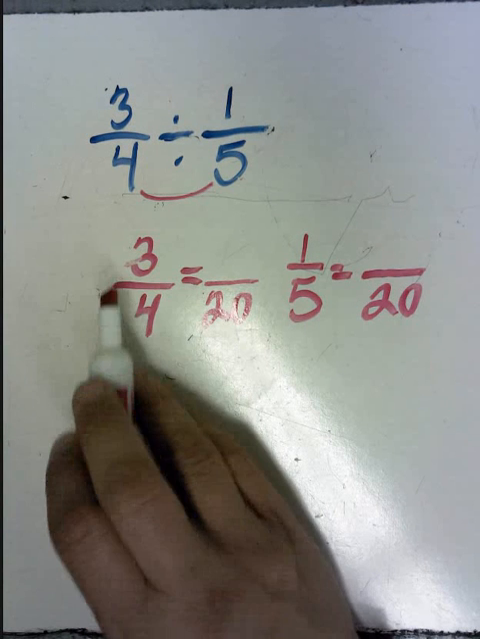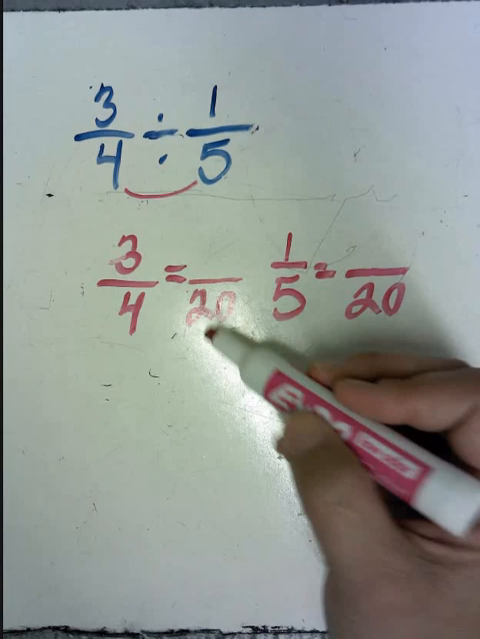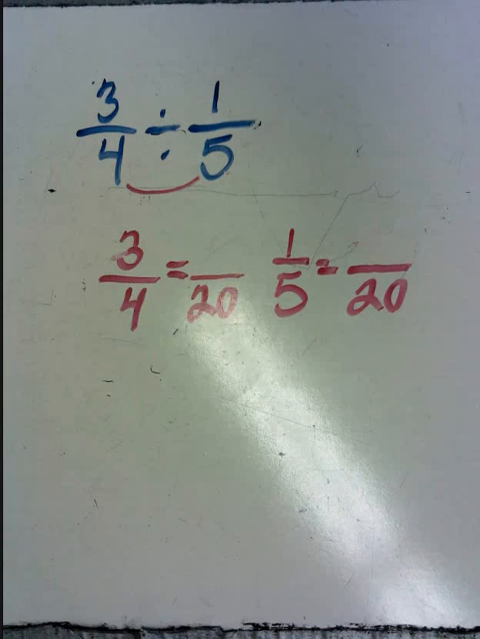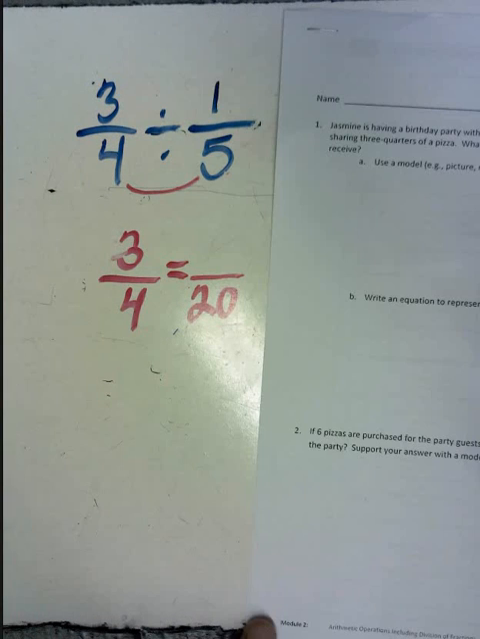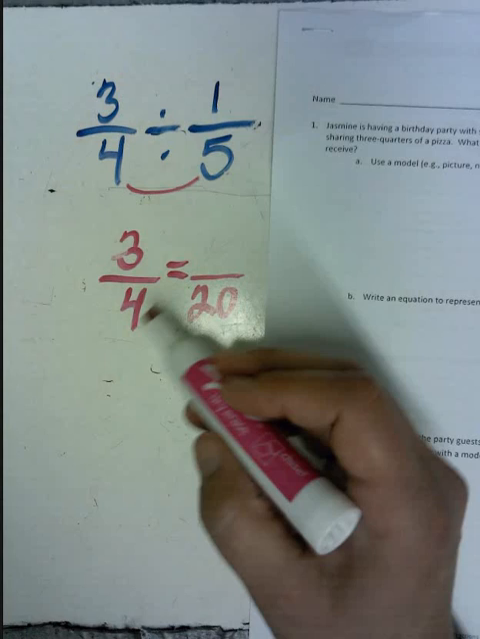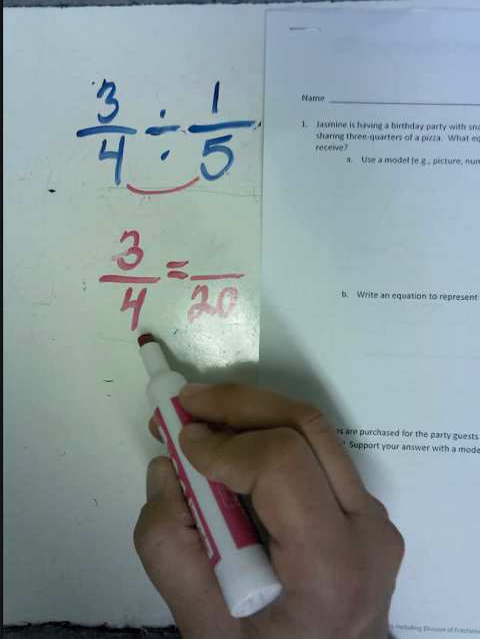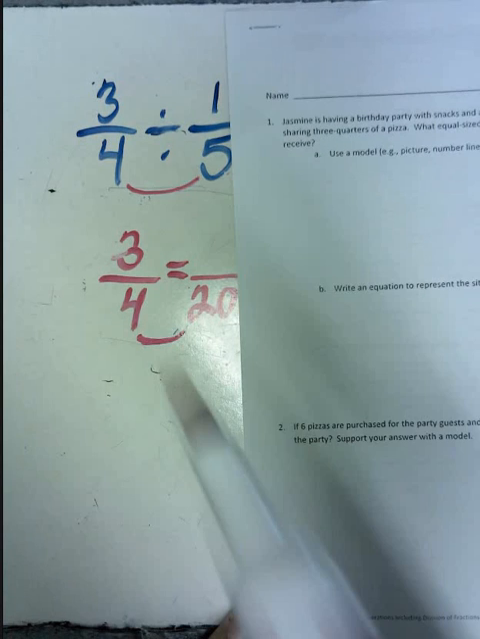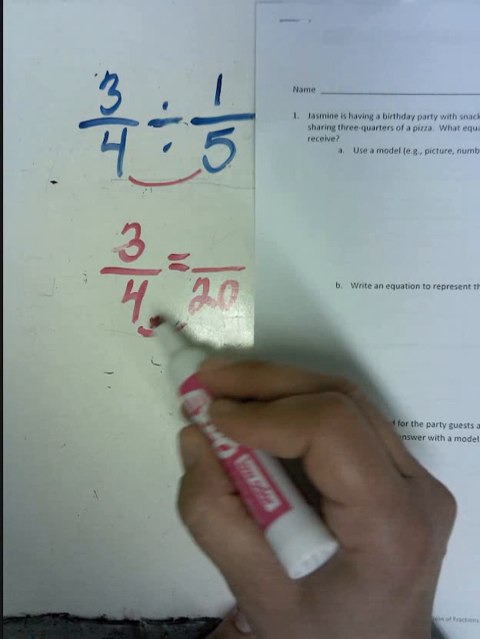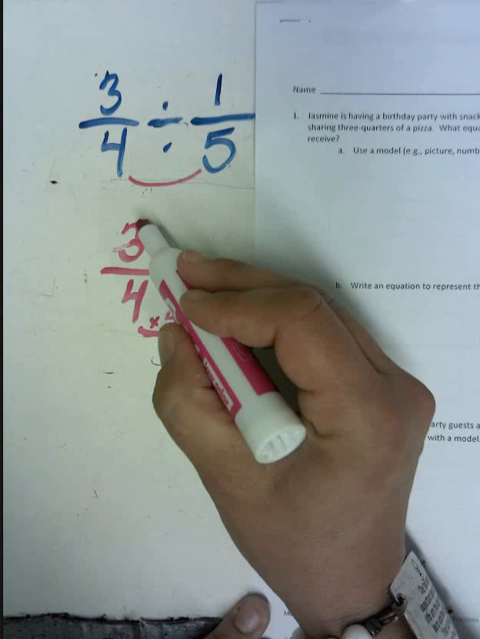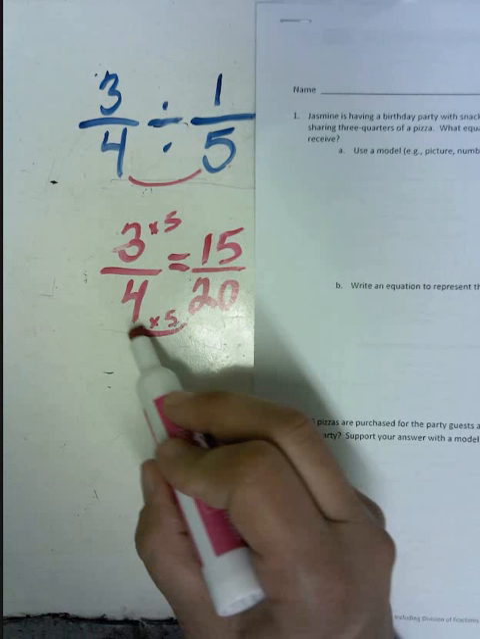I like to think of it as a balance scale. What I mean by that is, you want one side to balance out the other. So whatever you do to the bottom, whatever you do to get from 4 to 20, you must also do the same thing on the top of the fraction. So 4 times 5 is 20. That means that 3 times 5 is 15. You see, I multiplied by 5 here to get to here, and I do the same thing there. So we can say that 15/20 is equivalent to 3/4.